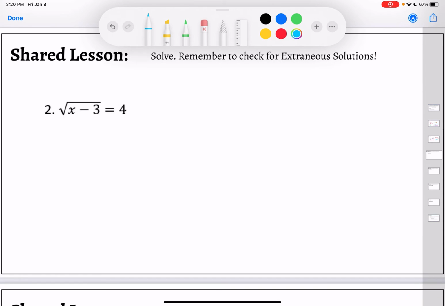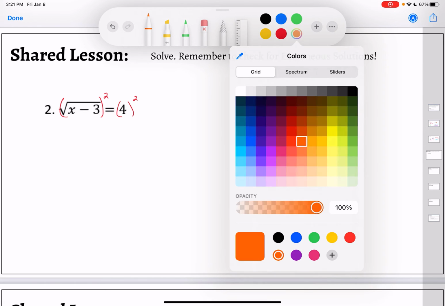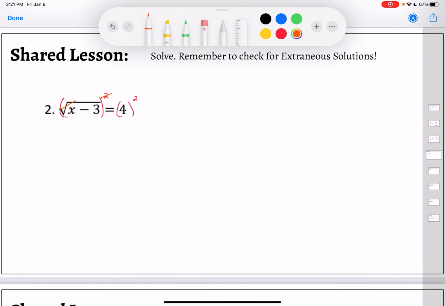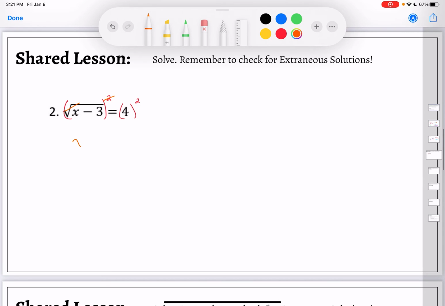So in number 2 here, I can't move that 3 right away. My radical is all by itself. So the only thing that I can do is to get rid of that radical right away by squaring both sides as my first step. And again, that's because all of the things are inside the radical on that side. So I can't move anything until I get rid of that radical. All right, so square root and squared cancel each other out. So that means I'm left with x minus 3 on the left-hand side. On the right, I get 4 squared, which is 16.